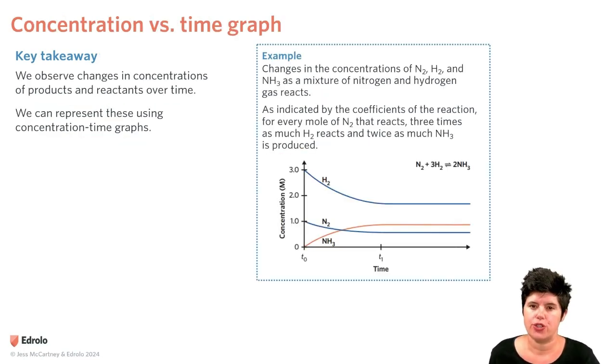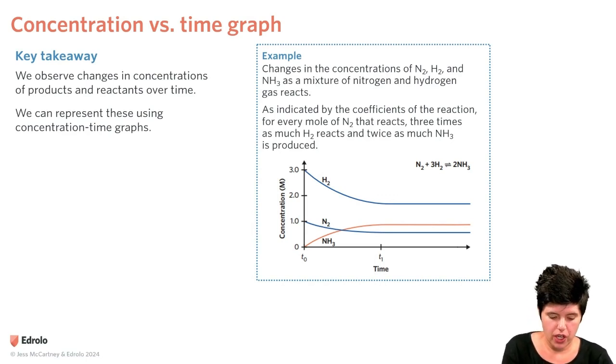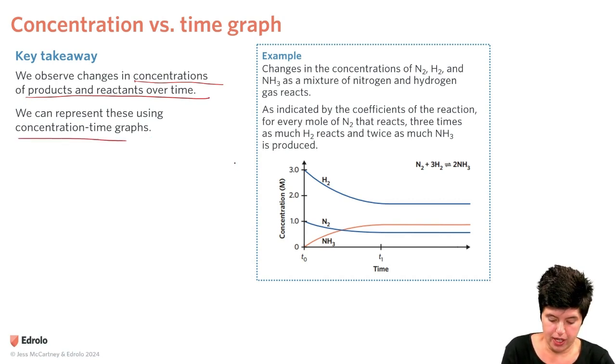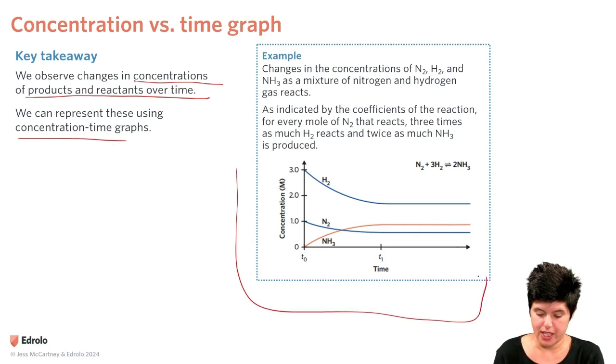So looking at the concentration versus time graphs, what it is looking at is the concentration of the products and reactants over time. So we represent it by this graph here. So looking at an example, this is the Haber-Bosch process again that we've already spoken about today.